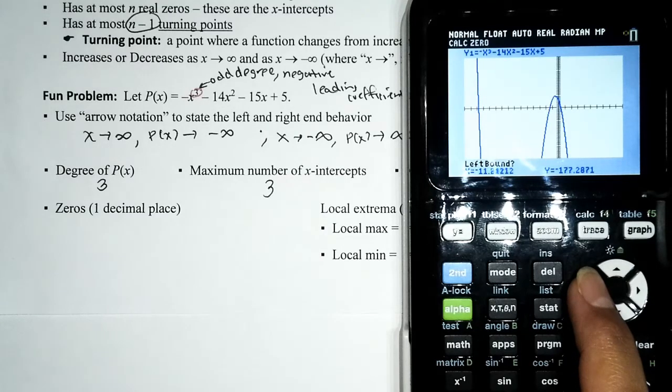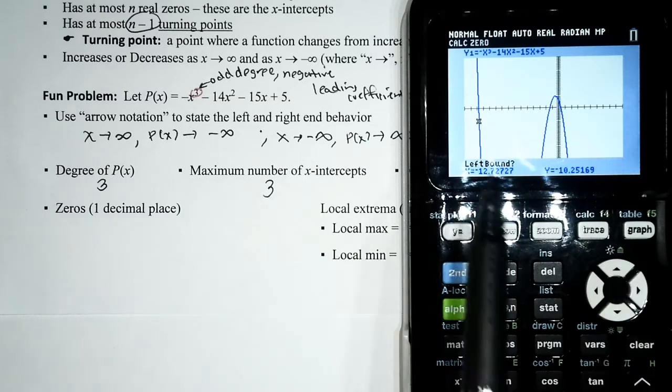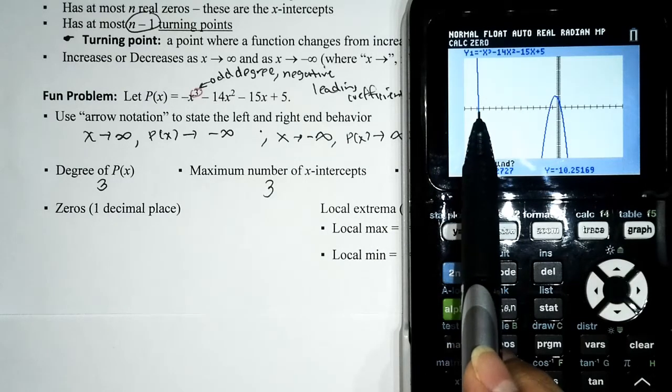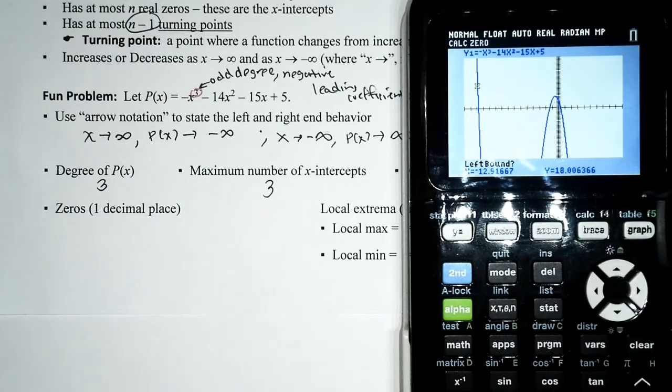Where am I? Okay, cool. Okay, so the 0 is right here. We want to put the cursor anywhere to the left. So right now I'm somewhere on the right side, so let me go put the cursor somewhere on the left. We'll hit enter. And then it says right bound.